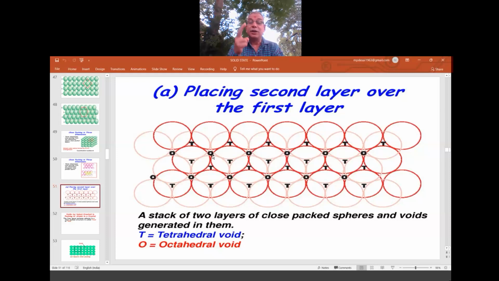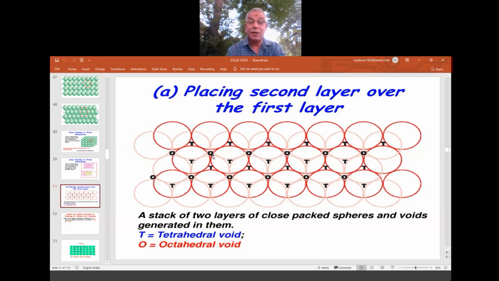So there are two types of empty spaces in this packing. One is what? One is a tetrahedral void, which is created with the help of four spheres, whereas an octahedral void is created with the help of six spheres or six particles. That means to create an octahedral void we require more spheres, and to create a tetrahedral void we require fewer spheres. Four is to six, right?